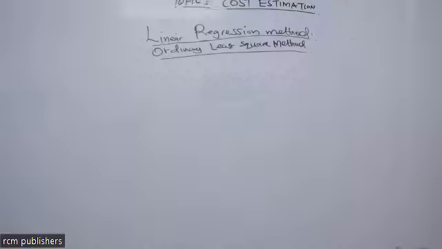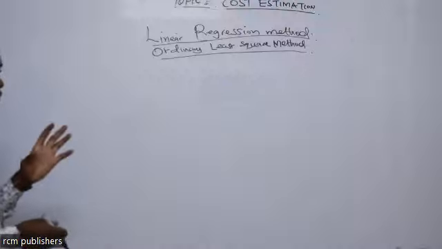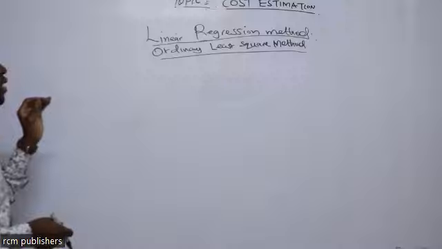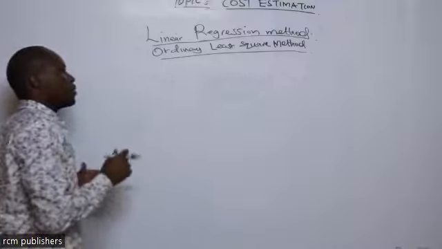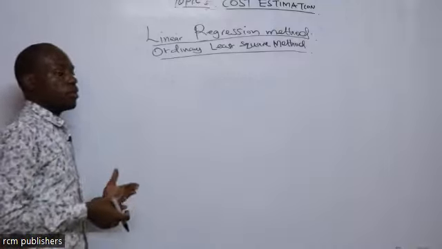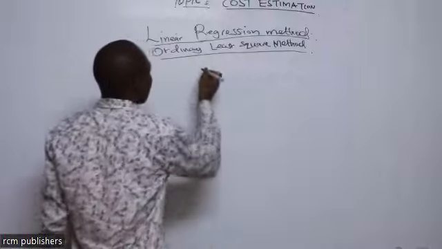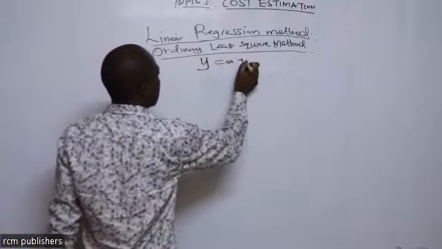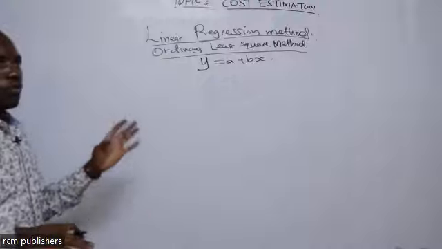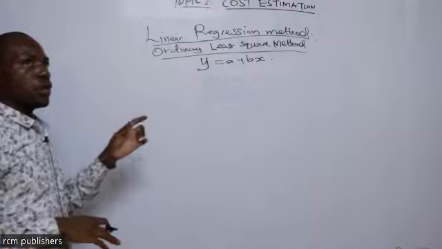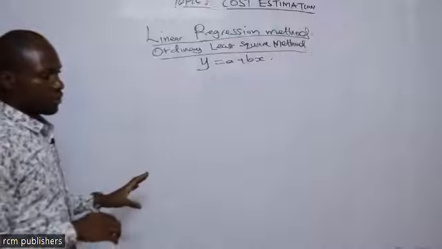So for the regression method, we have to know two things. We have to identify X and Y. Very important. We have to identify X and Y, whereby X remains the independent variable and Y remains the dependent variable. The final output of this particular method remains Y equal to A plus BX. That is the final output of this method.